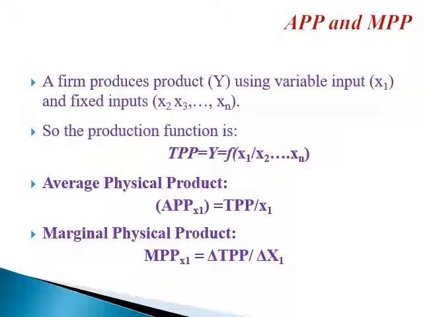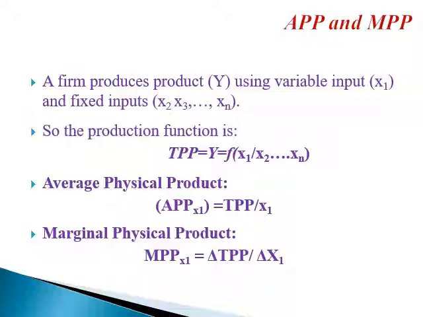And remember, I proved that to you in class for the people who attend the lectures. And the same thing applies to the marginal physical product of the variable input. It is the rate of change in the level of output with respect to the level of input. MPP of x1 is equal to delta TPP divided by delta x1, which means what will happen to the total level of production when the level of x1 changes by 1 unit.